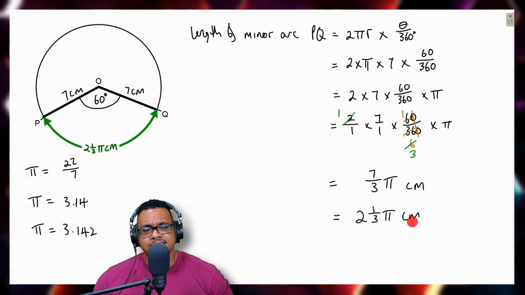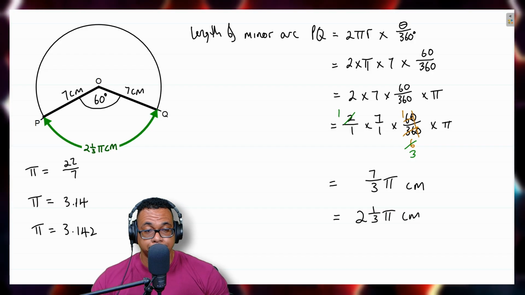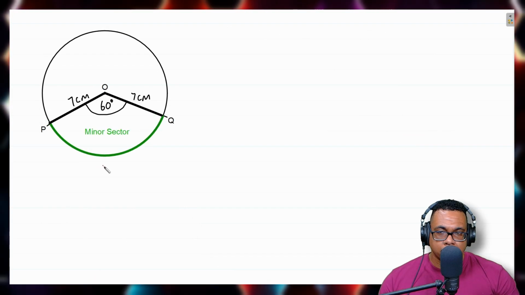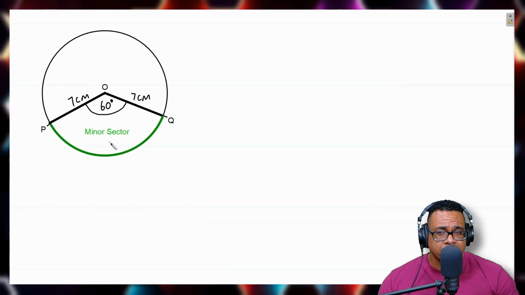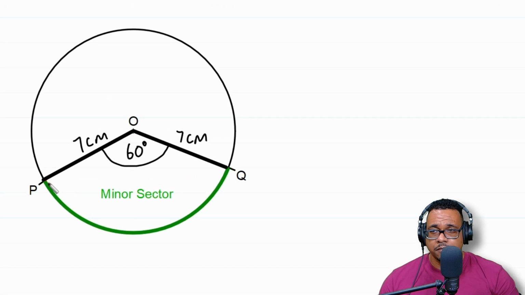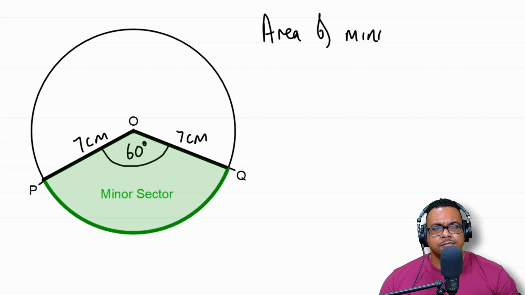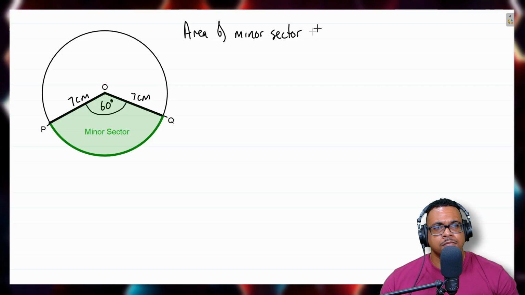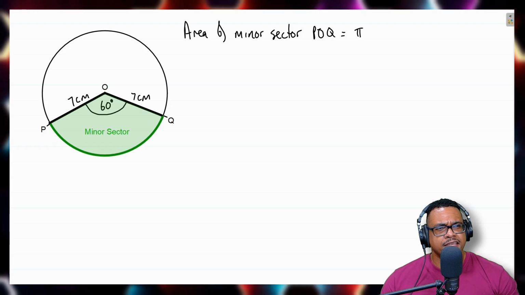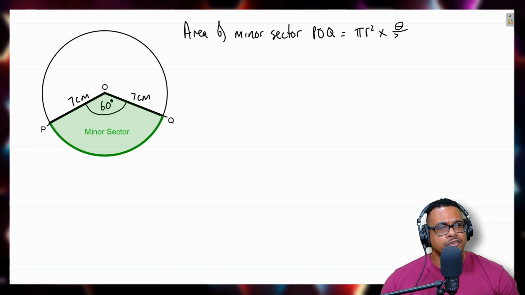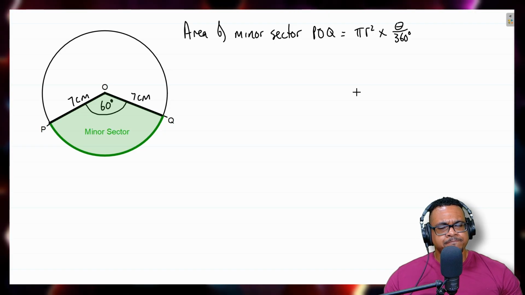And this would be your answer in terms of pi. Now let's look at calculating the area of the minor sector POQ. So I'm going to put area of minor sector POQ, which is equal to pi r squared multiplied by theta over 360 degrees.